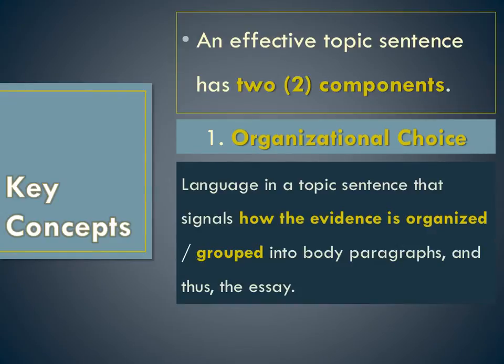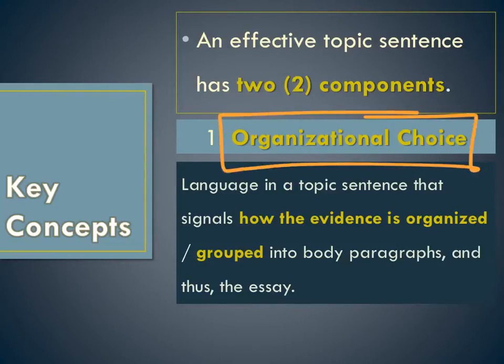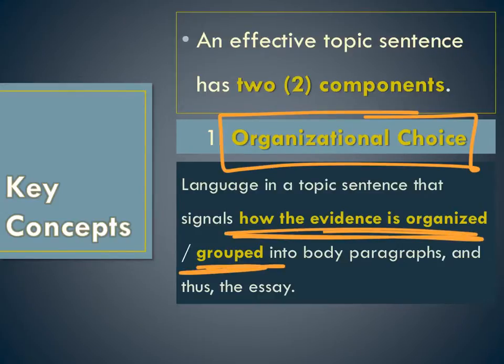Let's start by making sense of what an effective topic sentence has in it. An effective topic sentence has 2 components. The first is an organizational choice, and that is there's some language in this topic sentence that indicates to me as the reader how you've grouped or organized your evidence into body paragraphs, and thus how you've organized your evidence in this rhetorical analysis for presentation to me, the reader.